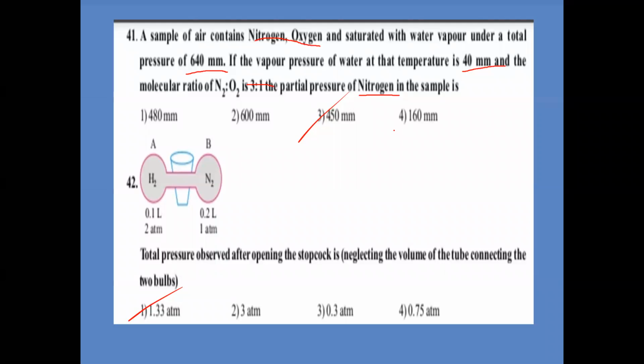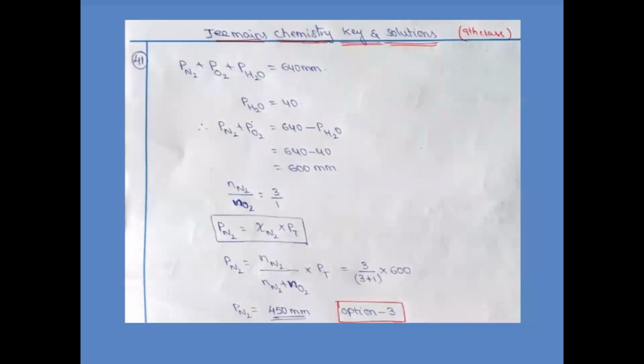So from that concept, we have to understand here. Initially, partial pressure of nitrogen plus partial pressure of oxygen plus partial pressure of H2O is equal to 640 mm, the total pressure of the gaseous mixture. Next, the partial pressure of water vapor, that is aqueous tension, is 40 mm. Now the dry gas pressure is equal to moist gas pressure minus pressure of water vapor.